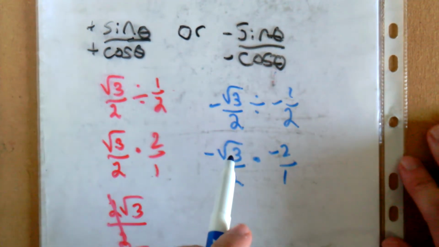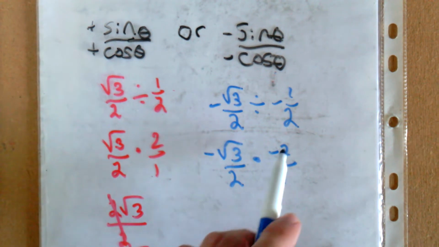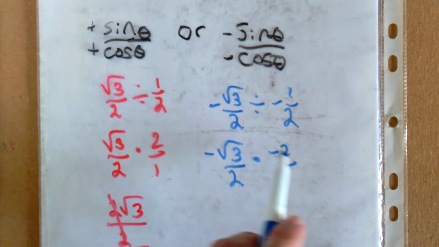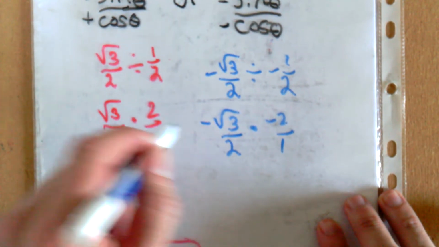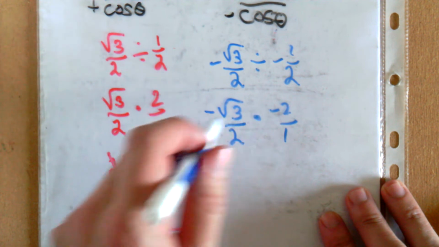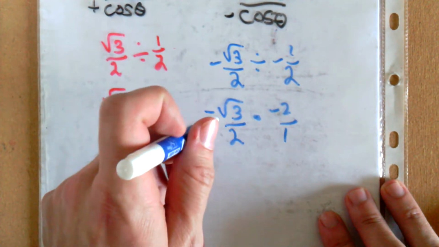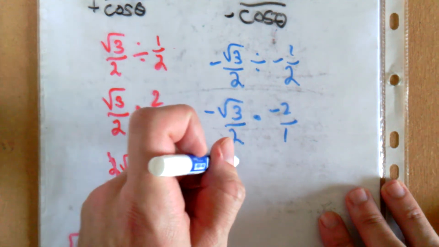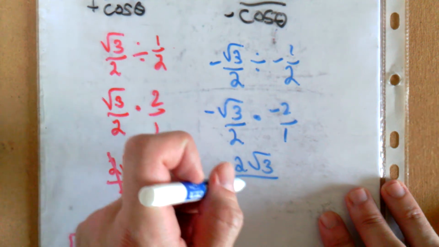Now remember, when we have a negative on a fraction, we can either put the negative on the top or the bottom. It doesn't really matter. But in this case, I'm going to choose to put it on the top on both of them, just to make it a little bit easier. So when we do that, we multiply straight across, we get negative square root of 3 times negative 2. Since they're both negative, a negative times a negative is a positive number. So that just gives us 2 square root of 3 over 2 times 1, which is just 2.